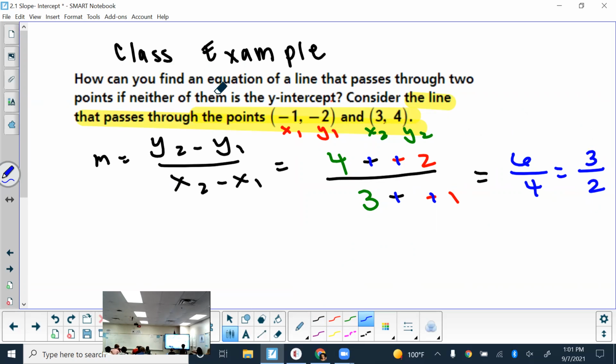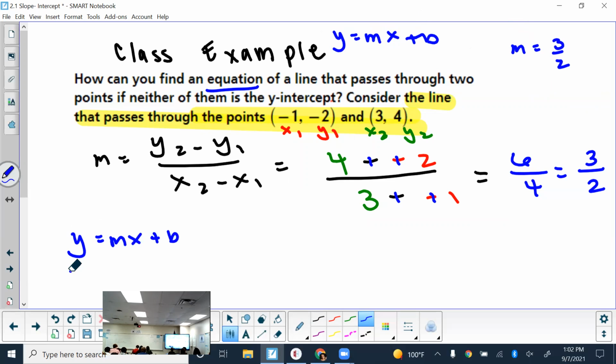Now, does this answer the whole question about finding the equation? No, so what else do I need to find to make this slope-intercept form? To make this y equals mx plus b. We found the slope. What do we need to find? The y-intercept. All right, so we found the slope. What did we say the slope was? 3/2. So I'm going to put that in place for the m.